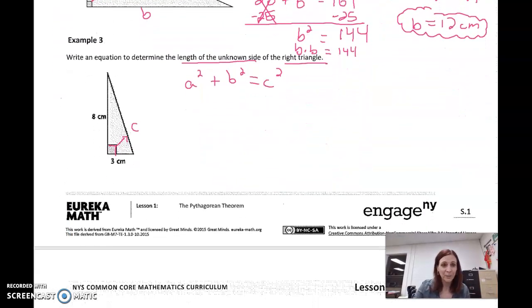So I'm going to say A is 8, so 8 squared plus b is 3, plus 3 squared is equal to c squared. This is not 8 times 2. It's not 8 plus 8. It is 8 times 8. 8 times 8 is 64. Plus 3 times 3 is 9. That equals c squared. If you add 64 plus 9, you get 73. So you have 73 is equal to c squared.